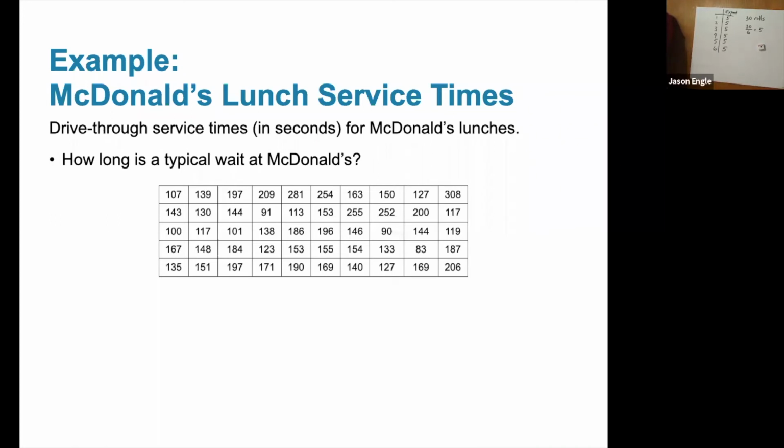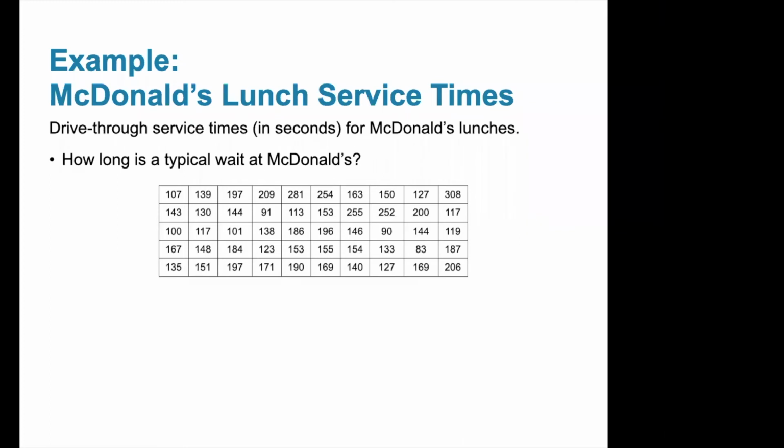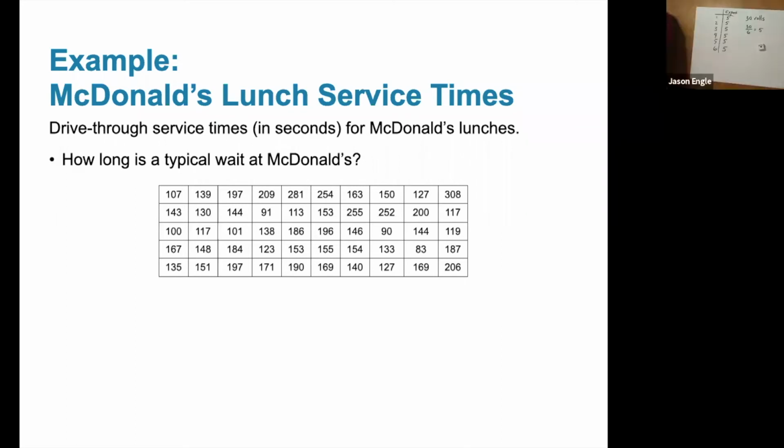So, McDonald's lunch service times. Everybody knows what McDonald's is, I assume. It's a fast food restaurant, popular with a drive-through service feature. These are drive-through service times in seconds for McDonald's during lunchtime. So how long is the typical wait at McDonald's? As you look at this table, we see a whole bunch of 3-digit numbers: 107 in the top left, 139, 197. Each of those numbers you should interpret as time in seconds.